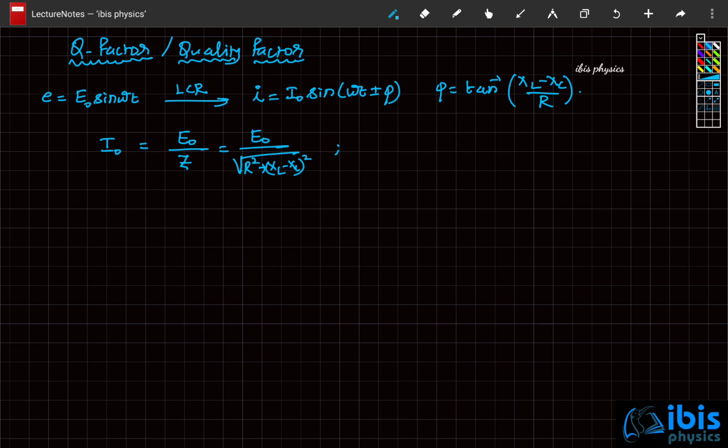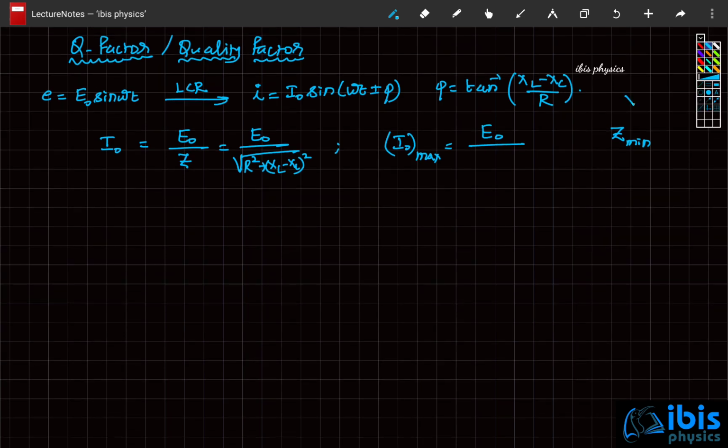From this, the maximum value of this I naught current is when the impedance is the minimum possible. So I naught's maximum value comes when E naught by the impedance is maximum. We discussed that the impedance minimum value happens when XL is equal to XC. When XL is equal to XC, this term becomes 0, and root over R square becomes R. So the minimum impedance in an LCR circuit is R.